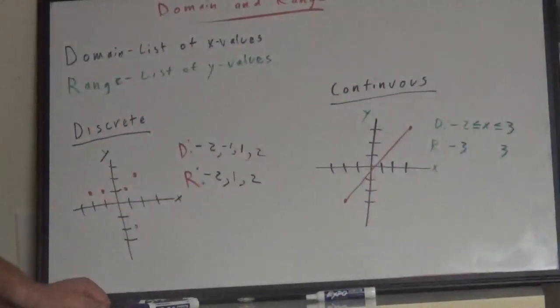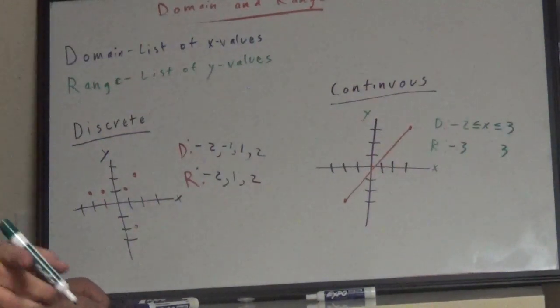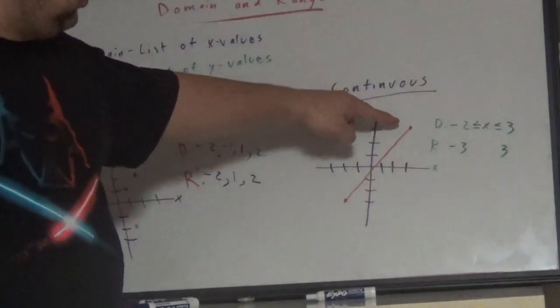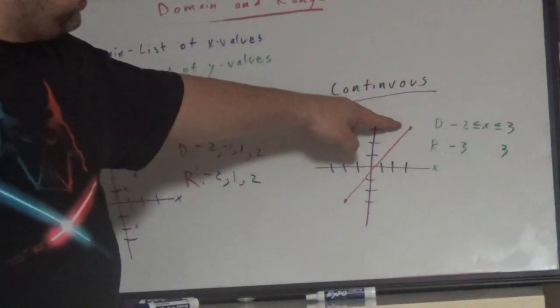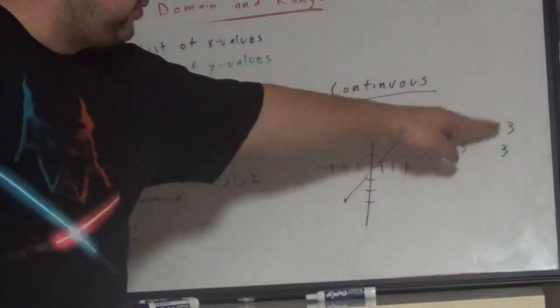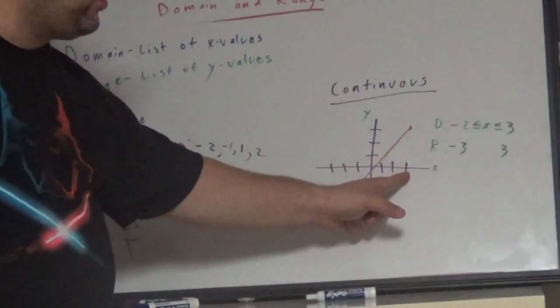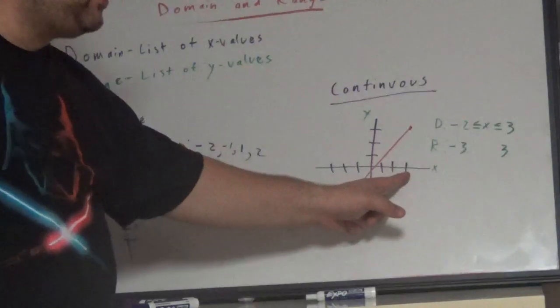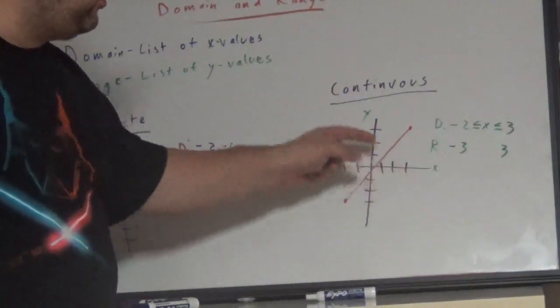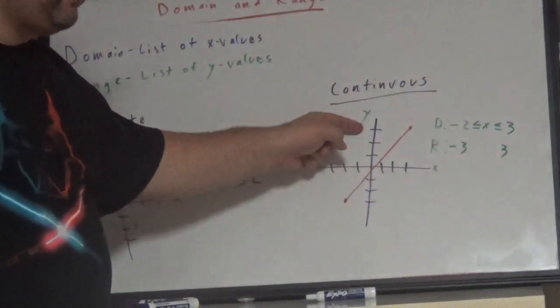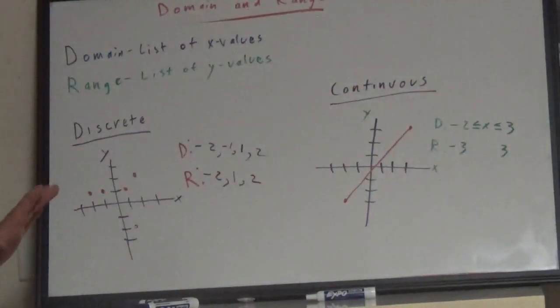Before I finish this, I want to make clear, because sometimes students get confused, that these two 3s are not the same 3. This is one of the 3s. Is that 3 on the x-axis? That's the domain. The range refers to this 3 on the y-axis. Make that clear.